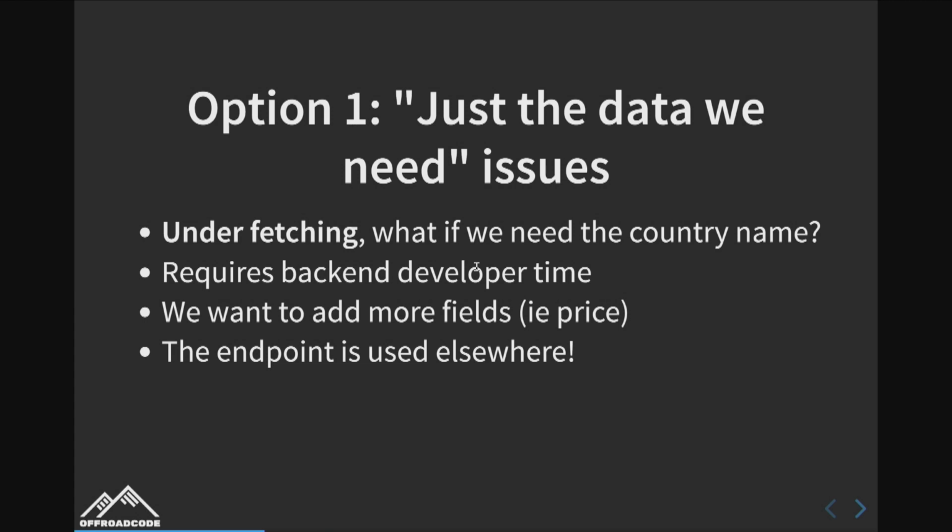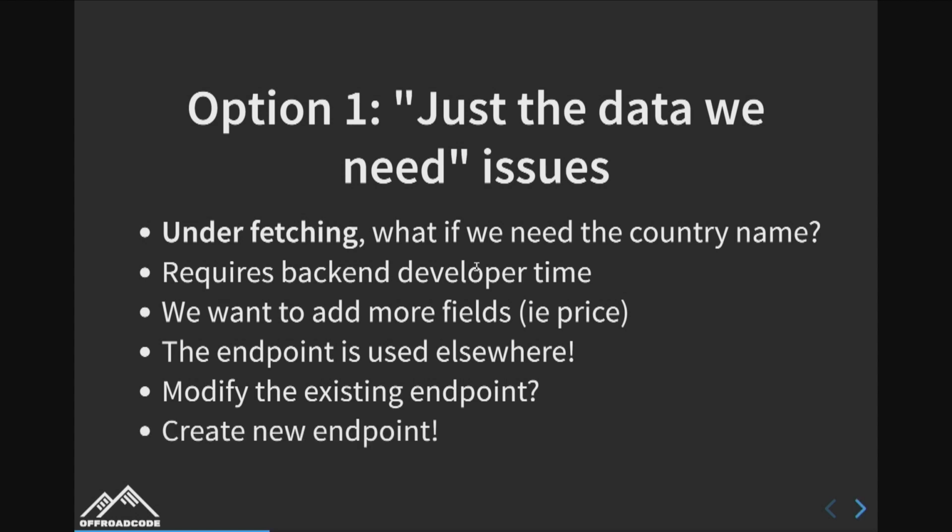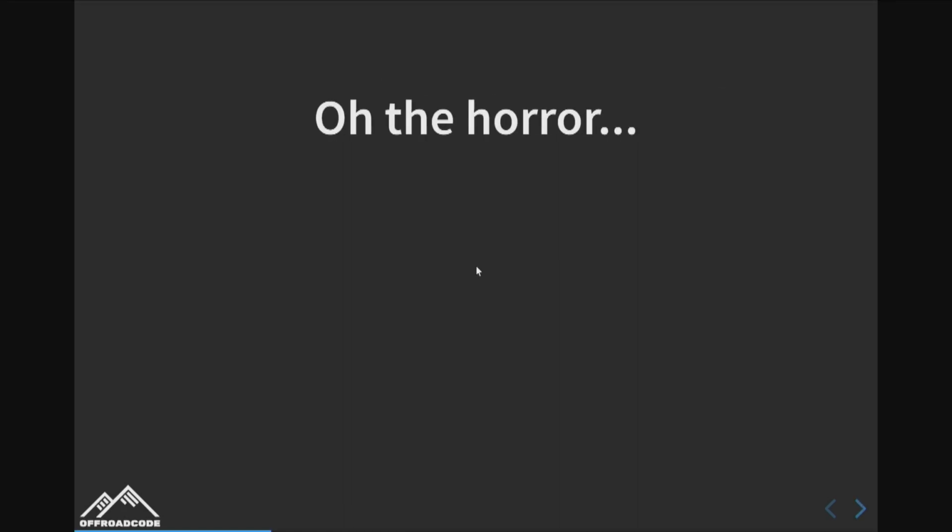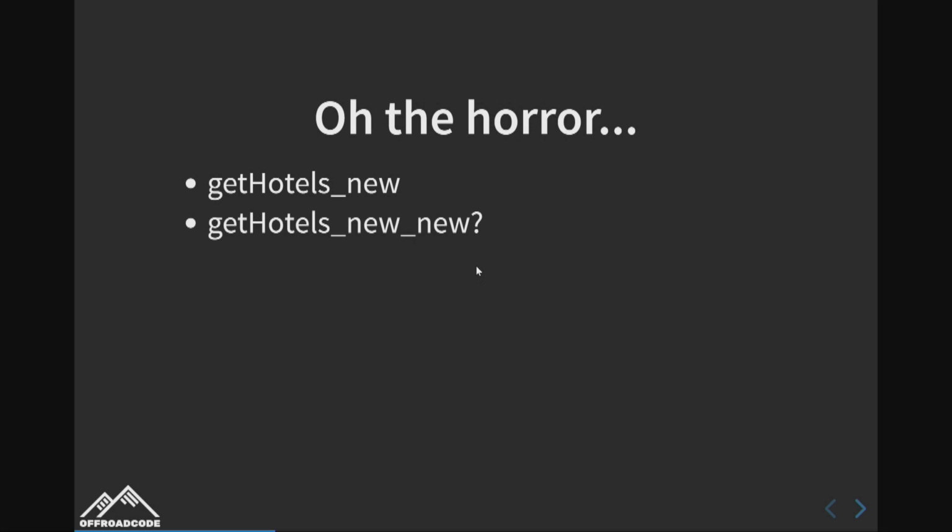There's only one way around this. I'll create a new endpoint. So we create a new endpoint, and this is just going to get messy, because where does it end? So do we create get hotels new? Because that's quite good, isn't it? That gets you out of Dodge.